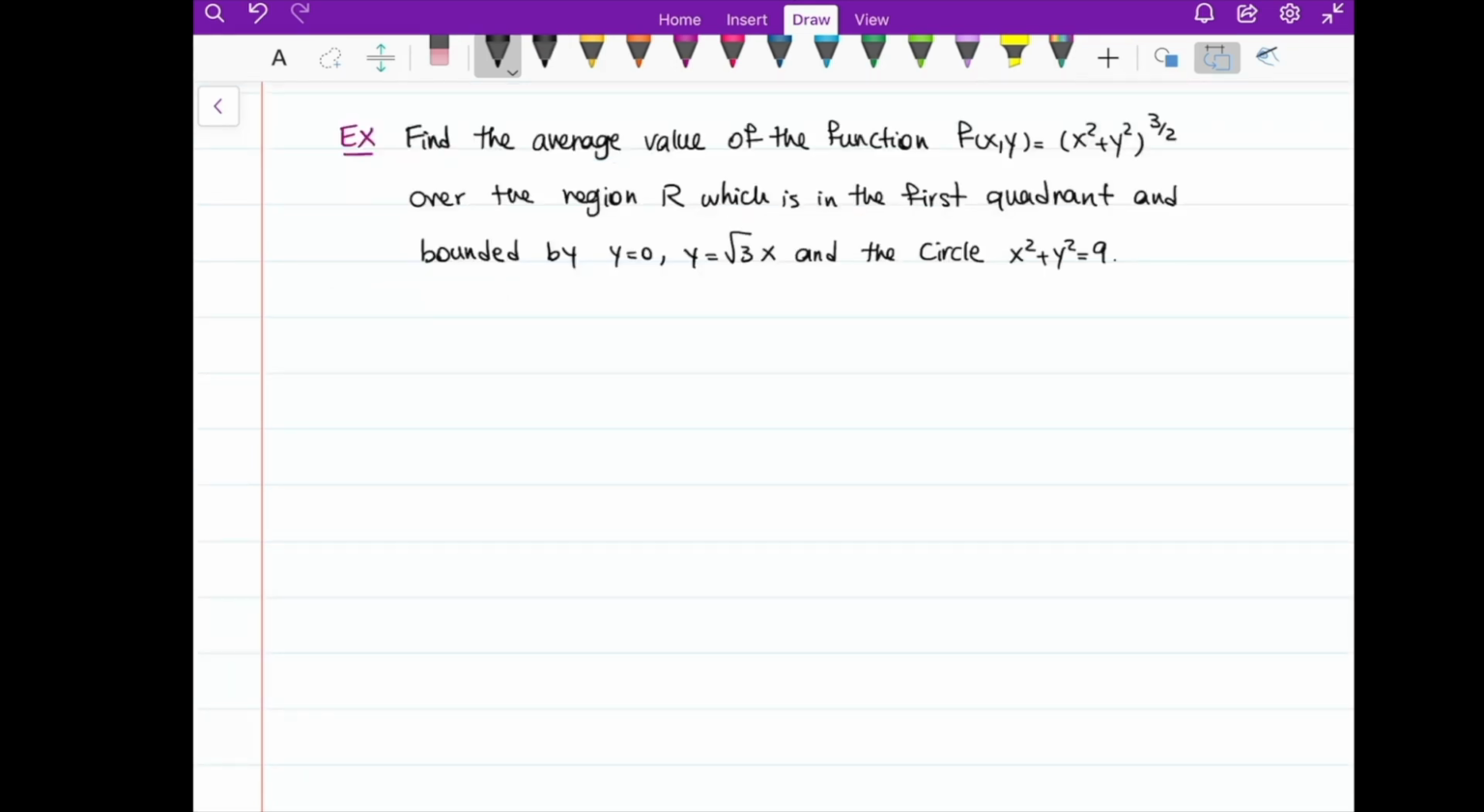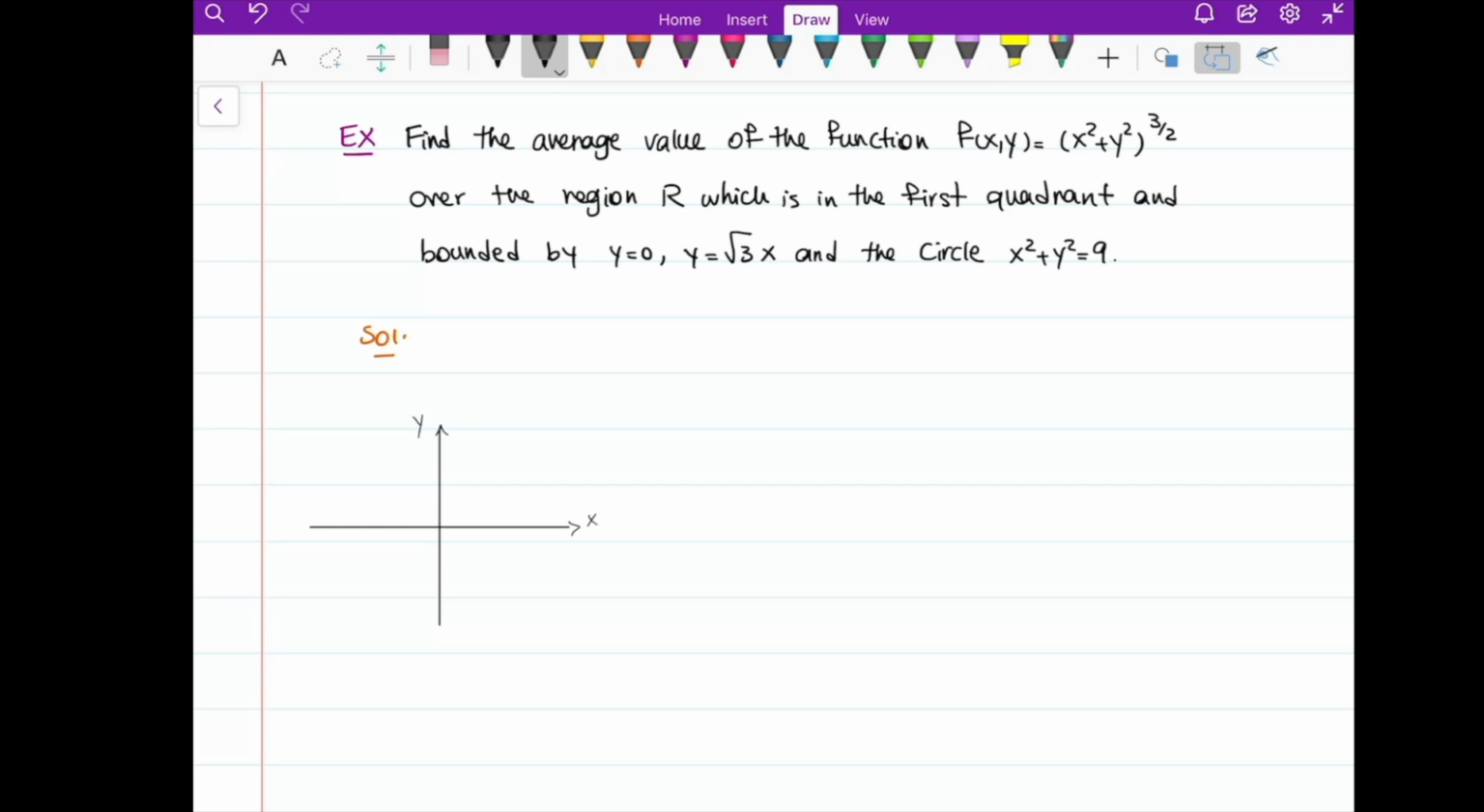Now let's solve one example of the average value. Find the average value of the function f of x and y equals x squared plus y squared to the power of 3 over 2 over the region R, which is in the first quadrant and bounded by y equals 0, y equals root 3 x, and the circle x squared plus y squared equals 9. The first thing that we always need to do is to graph whatever region you're given. So let me graph the region R in here.